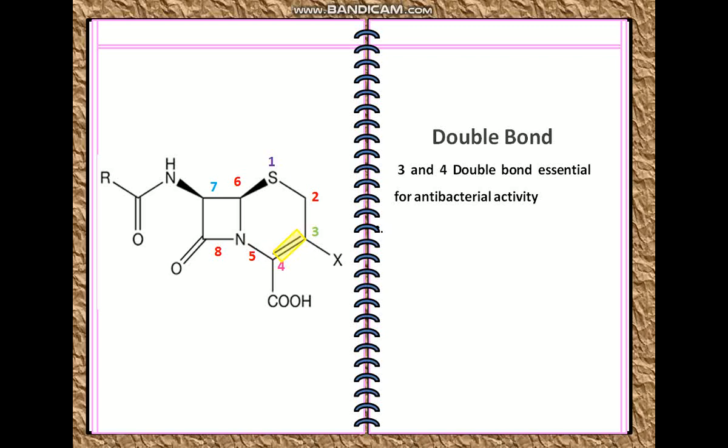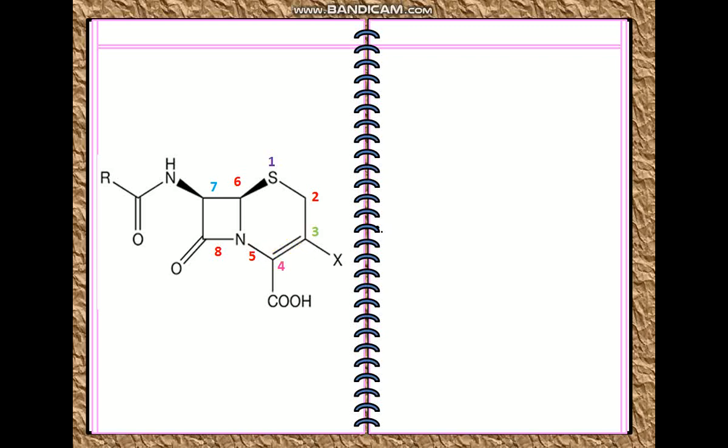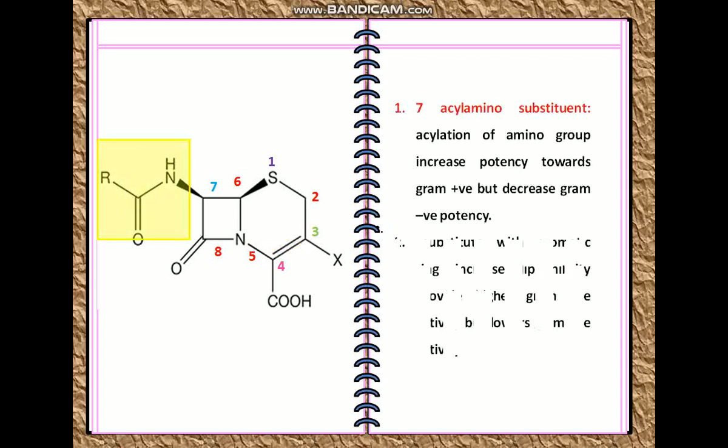Then next is the 7-acyl amino substitution. Here, acylation of the amino group increases the potency towards gram positive bacteria but decreases the potency towards gram negative bacteria.